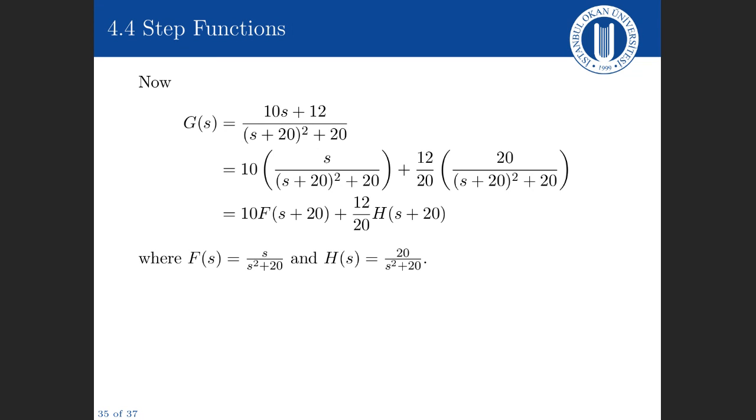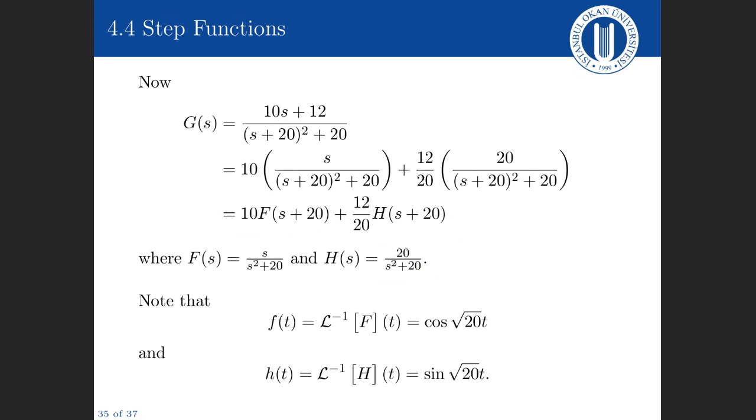Now, if we say that capital F is s over s squared plus 20, and capital H is 20 divided by s squared plus 20, then we have that capital G is 10 F at s plus 20 plus 12 over 20 capital H at s plus 20. And we can find the inverse Laplace transform of capital F and capital H on our table of elementary Laplace transforms. We have cos root 20t and sine root 20t, and that's all we need.